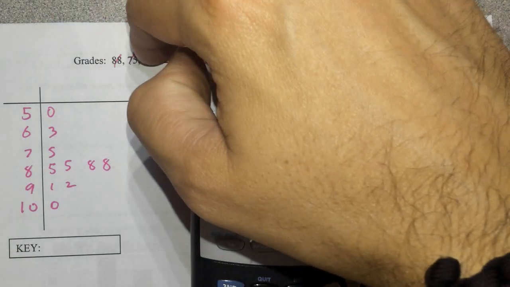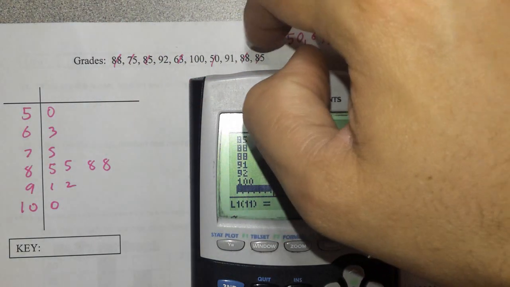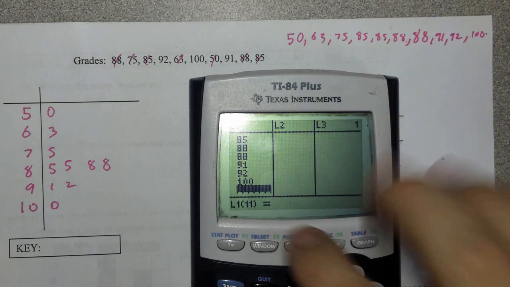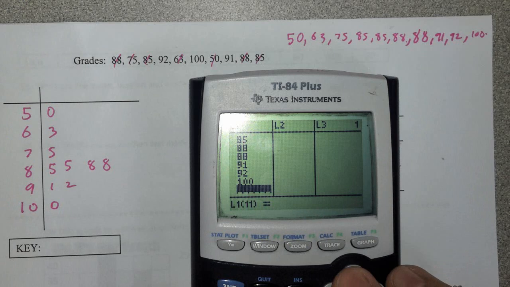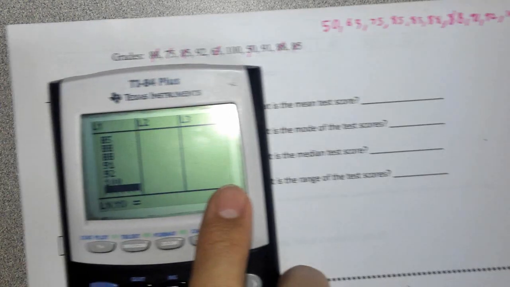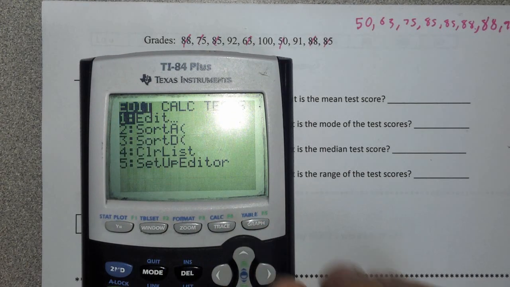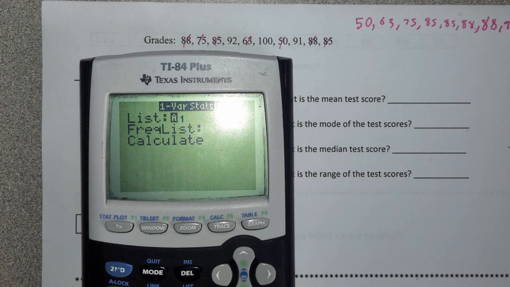1, 2, 3, 4. Oh yeah, 10. This should show one more than you have. That'll be the next one. Okay. Now let's look up our measures. So we're going to go back to stat, calculate one variable statistics.